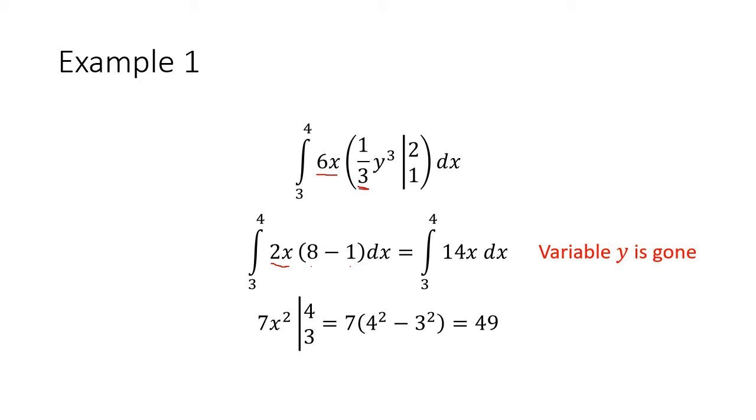Now, the antiderivative of 14x should be automatic for anyone in Calc 3. Obviously, that's going to be 7x squared. We're evaluating now between 3 and 4. So 4 squared is 16, 3 squared is 9. Their difference is 7. 7 times 7 is 49. And we just did this problem the first way and got a result of 49.